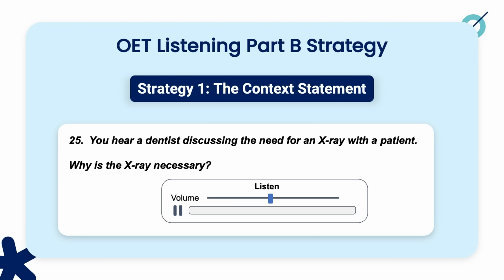The pacing here is critical. Before each track plays, you have 15 seconds to read the question. Here's how to use that time. Strategy 1 is the context statement. Read the sentence above the question first. This is the context statement. It tells you who is talking and what the situation is. This helps you predict the vocabulary and tone you are about to hear.